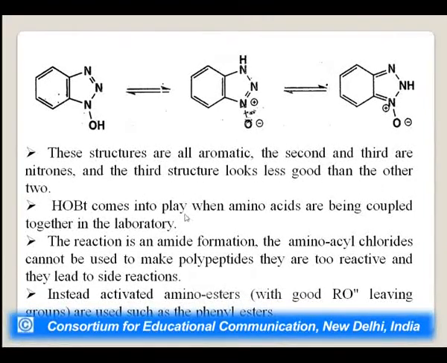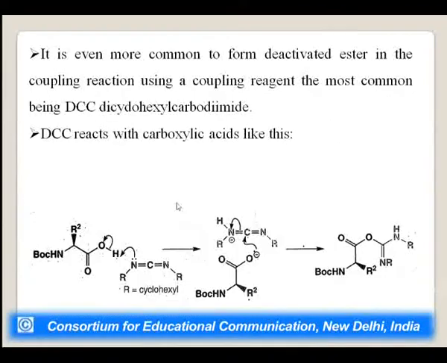HOBT comes into play when amino acids are being coupled together in the laboratory. The reaction is an amide formation. The amino acyl chloride cannot be used to make polypeptides. They are too reactive and they lead to side reactions. Instead, activated amino esters with good RO leaving groups are used, such as phenyl esters.